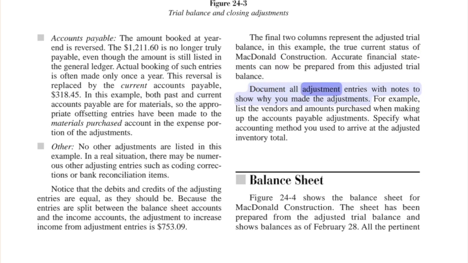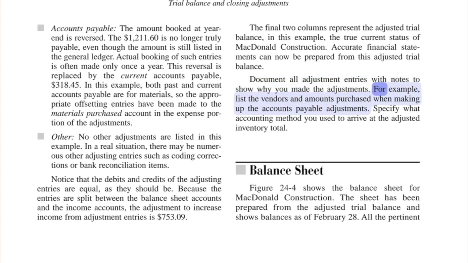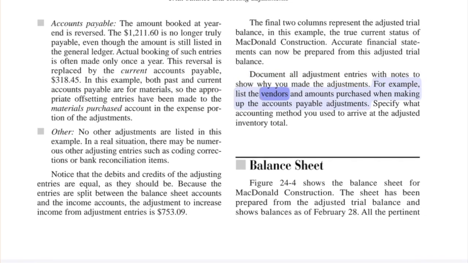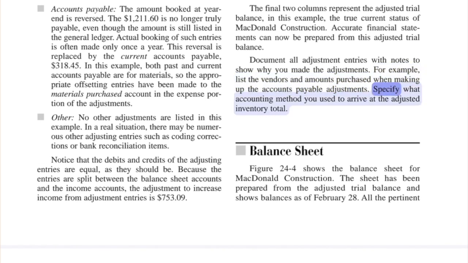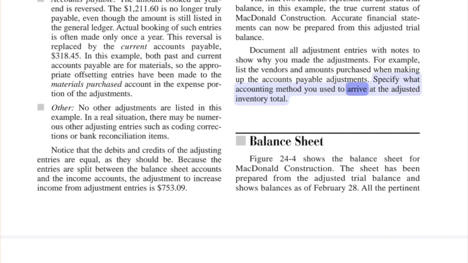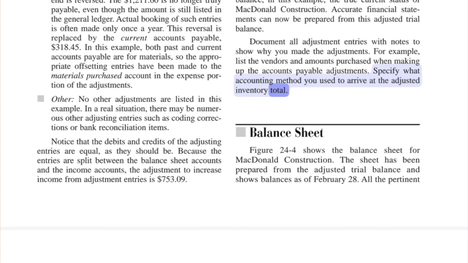Document all adjustment entries with notes to show why you made the adjustments. For example, list the vendors and amounts purchased when making up the accounts payable adjustments. Specify what accounting method you used to arrive at the adjusted inventory total.